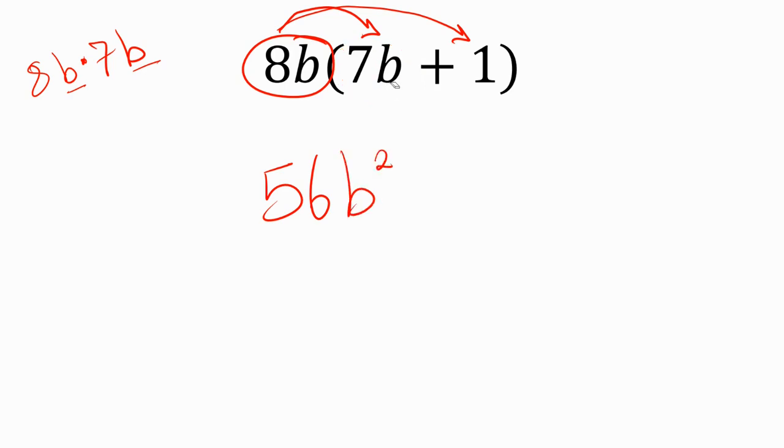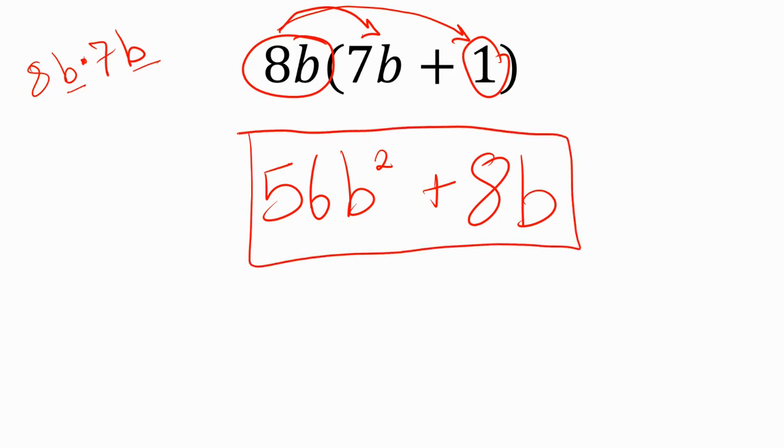Now I'm going to go ahead and look at my 8b times 1. All right, well, what is 8b times 1? That's just going to be 8b. So bring down the plus sign, 8b. Now, can I add these two terms together? No, because they are not like terms because they do not have the same variable, so I am done.